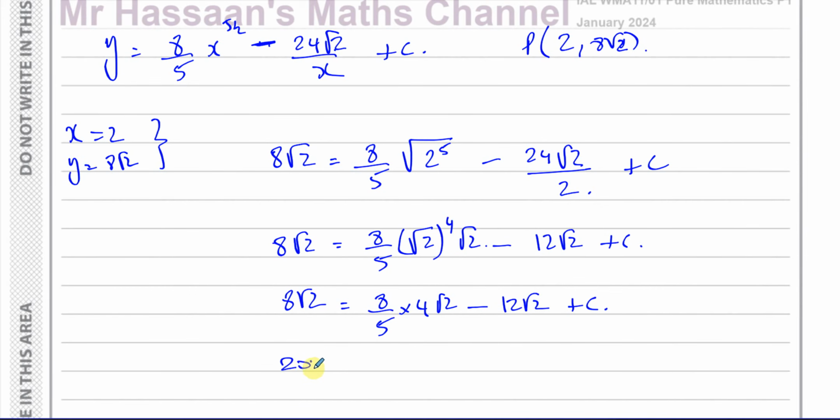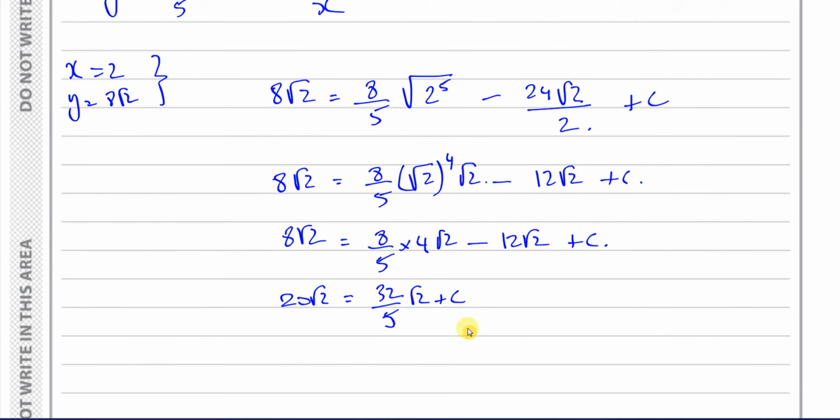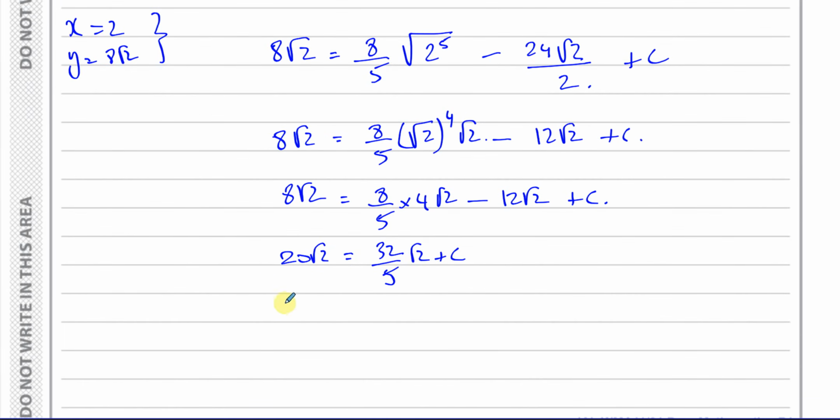That gives you 20 root 2 equals 32 over 5 root 2 plus c. So we subtract 32 over 5 root 2 from both sides. So you have 20 root 2 minus 32 over 5 root 2 equals c. So c equals, 20 root 2 is like 100 over 5, minus 32. 100 minus 32 is 68. So 68 over 5 root 2. I think that's the simplest it can go.